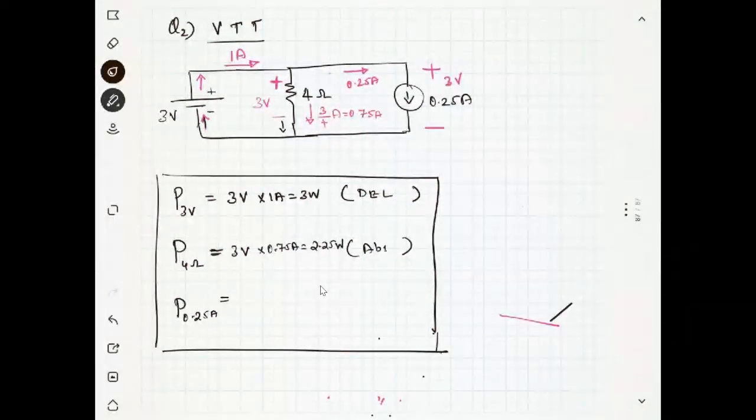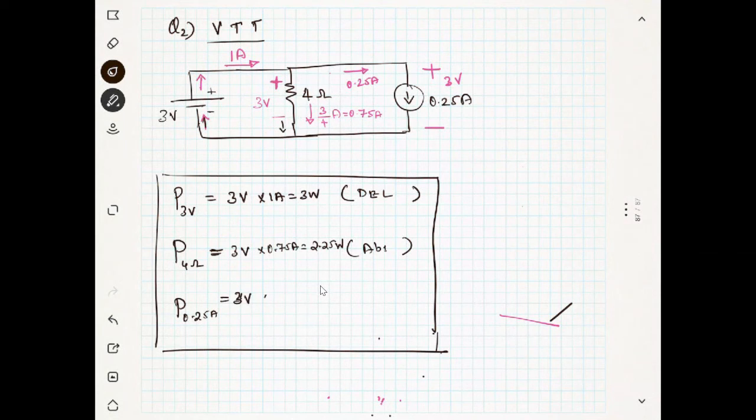And what about the 0.25 ampere current source? It is nothing but the voltage, 3 volt, multiplied by 0.25, so it is nothing but 0.75 watts, and it is absorbing. It is because the current is going away from the negative terminal. You can see the current is going away from the negative terminal. That's why it is absorbing the power. Is it clear?